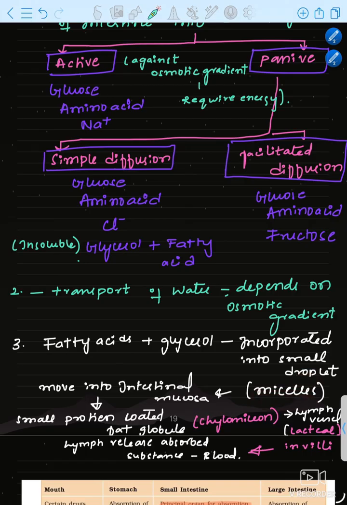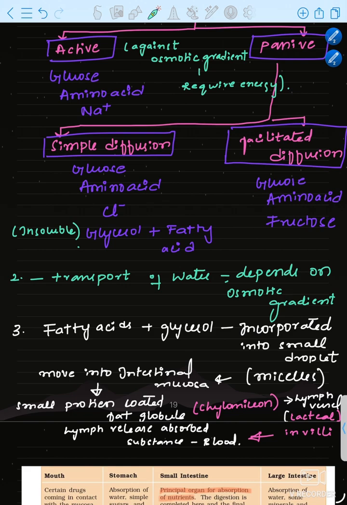It will be incorporated into micelles, and it will go near the intestinal mucosa, and the micelles will go away. And what happens, the fatty acid now will be coated with a small protein-coated fat globule, that is called chylomicron, and it will go into the lymph vessel, that is the lacteal. I told you, the lacteal in the villi, and that will be released into blood.